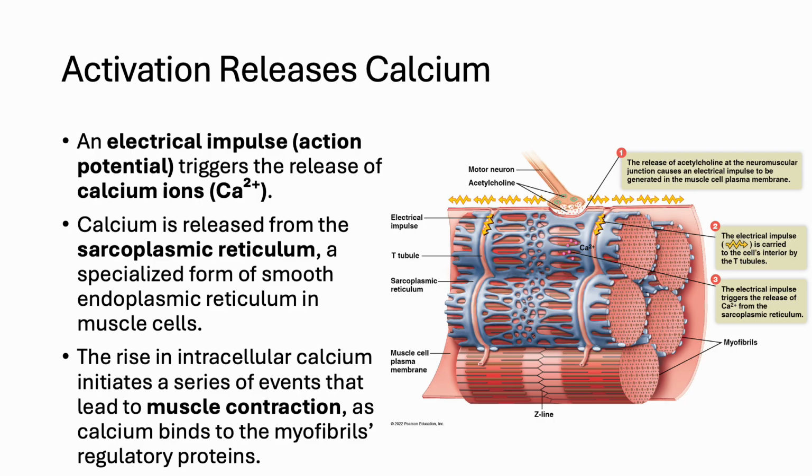Once the electrical impulse travels down the T-tubule, it reaches the sarcoplasmic reticulum, which is the muscle's storage site for calcium. The impulse opens channels and suddenly calcium floods into the cytoplasm of the fiber. The rise in calcium is the critical switch. It turns on the contraction. Calcium binds to the proteins on the myofiber and allows actin and myosin interactions to begin. Without this release, muscles stay relaxed, which is why calcium is often called the on-off signal for contraction.